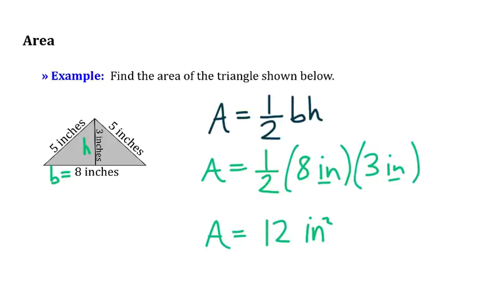So notice that sometimes in geometry problems, the diagram includes values that aren't used. So just notice again that I didn't need this distance here, the length of that side being 5 inches, nor did I need the length of that side being 5 inches. Those values would have been needed for perimeter. So careful with the information, only use what you need.